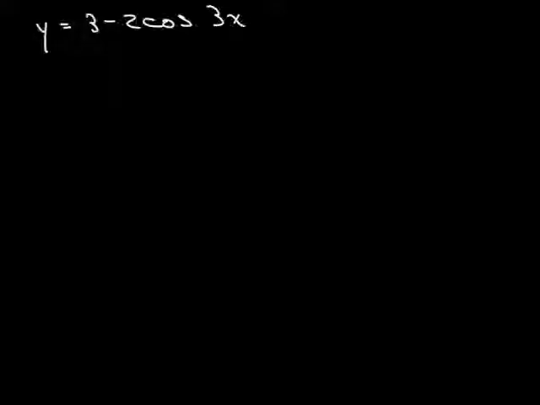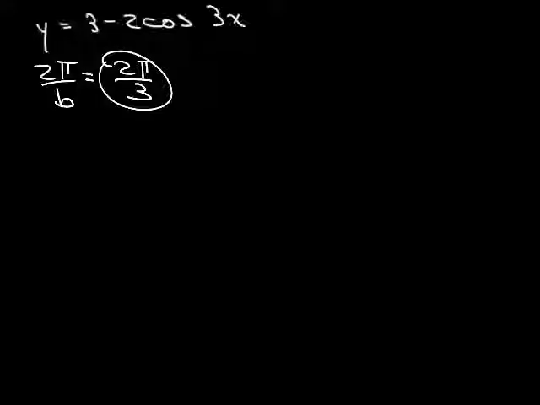But what we do have to concern ourselves with is this part right there. That's the b part. That tells us our period. So we have to use the 2 pi over b, which is 2 pi over 3. That ends up being our period. So our interval then is 0, 2 pi over 3.